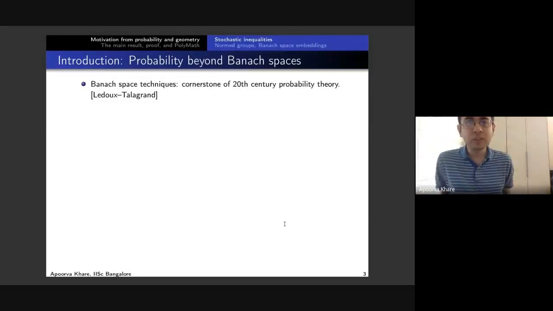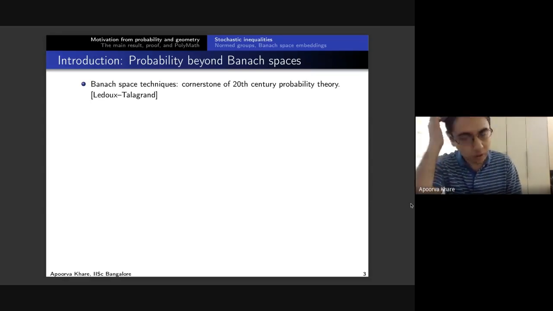I came to the question from probability theory, and this slide and the next slide are a little technical. You don't need to worry too much about it, but I'll try to give you something like an overview.